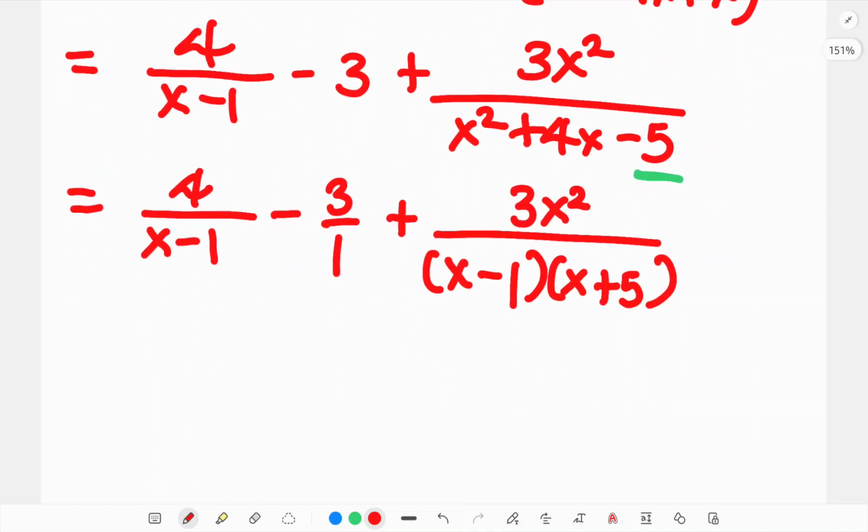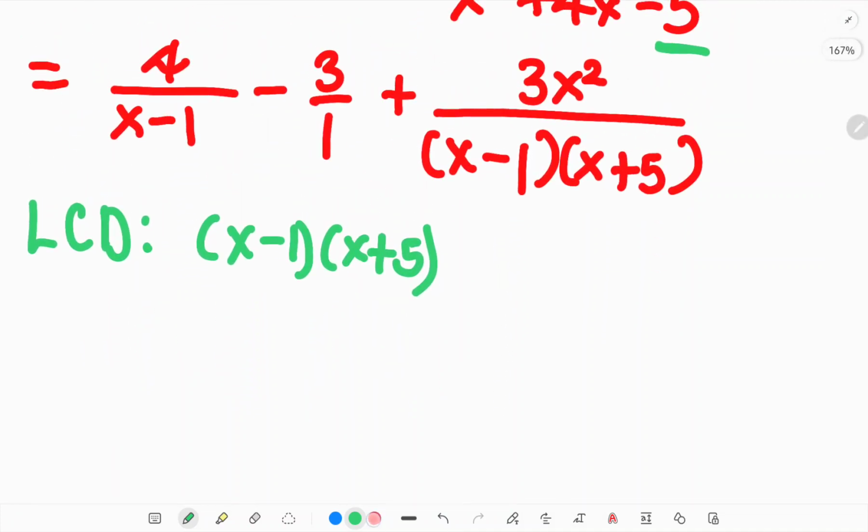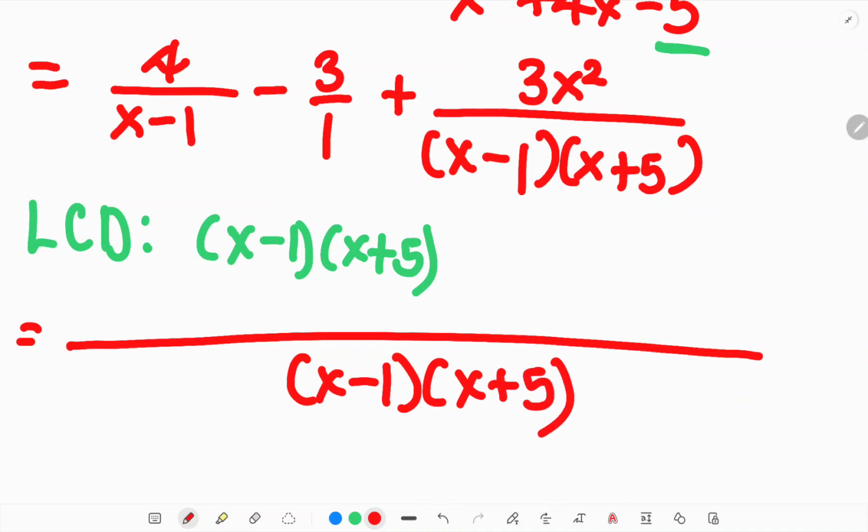So now we need to find our LCD, right? What is our LCD in this problem? Our LCD, our lowest common denominator on each term, is x minus 1 and x plus 5, right? That is our LCD. So now, in order to proceed from here, we're going to draw a big line, and then we're going to put our LCD on the bottom part. And then we have x minus 1, x plus 5, right?